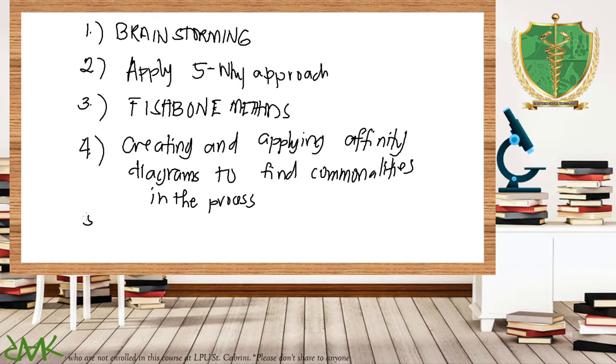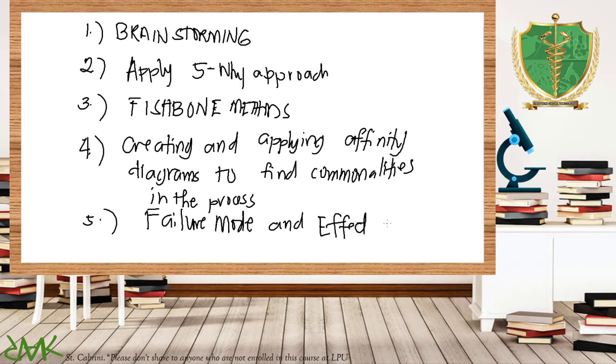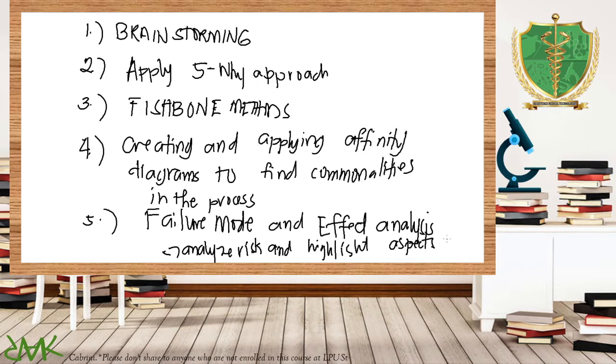And number 5 is use failure mode and effect analysis. This failure mode and effect analysis analyzes risk and highlights aspects of the process. So these are the things that we can do to analyze the problem. Usually, these first two principles or procedures are the ones being followed.